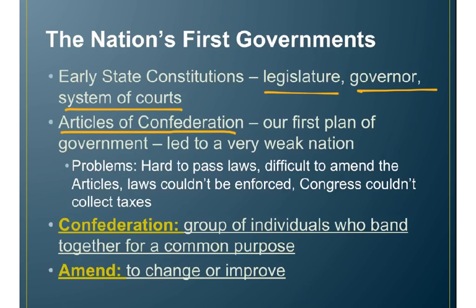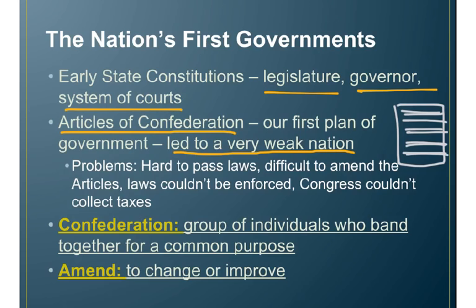And as you might have learned last year, the Articles of Confederation weren't all that successful. It actually led to a very weak and decentralized nation. So again, we are talking about our very first document that told us how our government would be organized. That's my picture of a document.